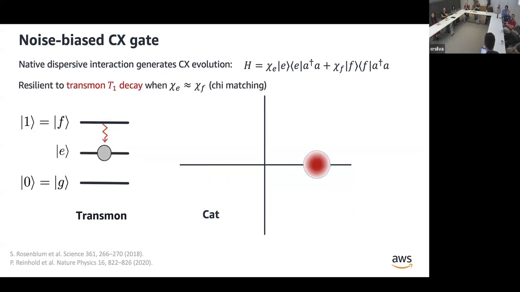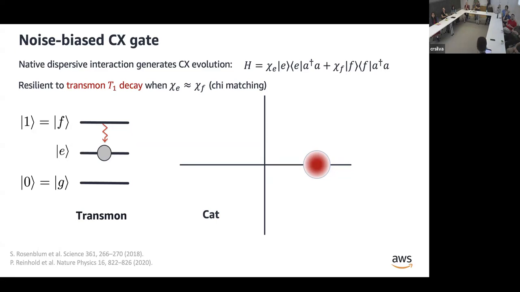But now what happens if there is a decay? Suppose there is a decay during this process, and if the chi's were different, then you'd be in trouble, because in the end you end up in a different position in phase space that you don't want. But now there's a trick you can do. It's called chi matching. Suppose we engineer this dispersive interaction such that the 2 chi's are roughly the same. We just design our transmon to have this property. You could do it actively as well, but we do it in design.